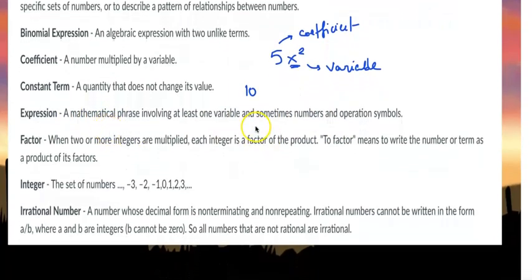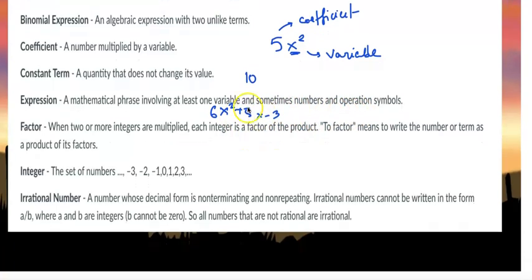Expression, a mathematical phrase involving at least one variable, and sometimes numbers and operation symbols. So let's take an example. I wrote 6x. That's our expression. If I do plus 5, it is an expression. So 6x squared plus 5x minus 3, that's also an expression, because it involves at least one variable, and sometimes numbers and operation symbols like plus and minus sign.